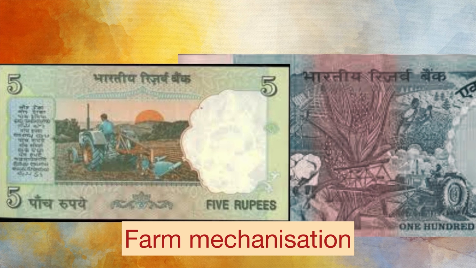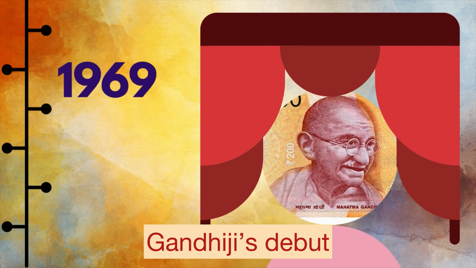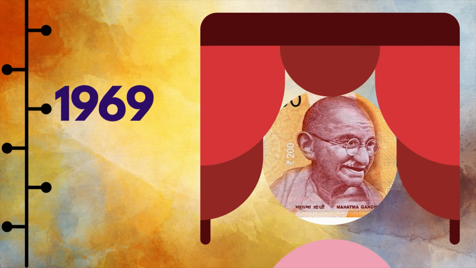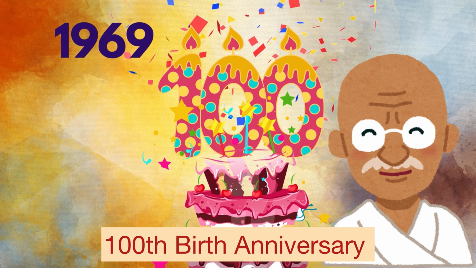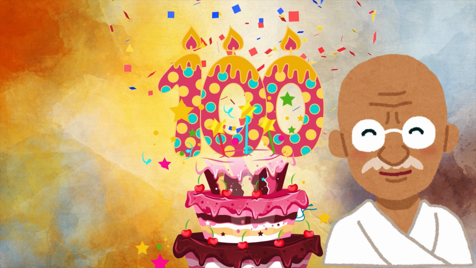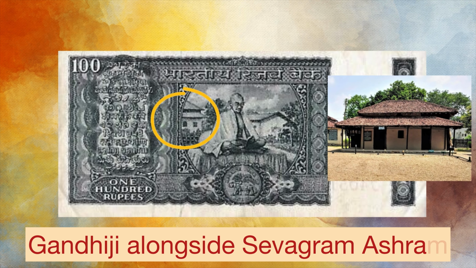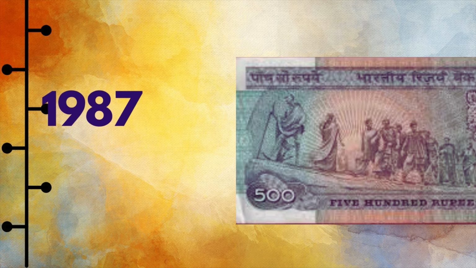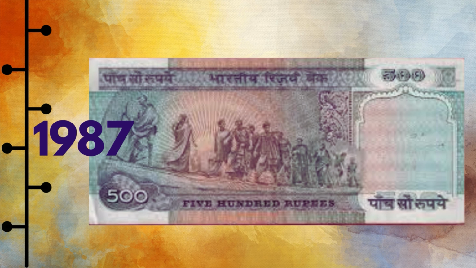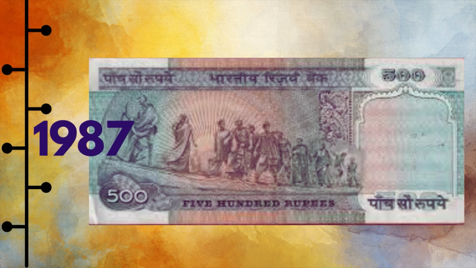the currency notes. Gandhiji's debut on the Indian currency happened in the year 1969. 1969 being a special year because it marked the 100th birth anniversary of the father of our nation. Notes were issued featuring Gandhi alongside the Sevagram Ashram. Later on, in October 1987, a series of 500 rupee currency notes were introduced, which also featured Gandhiji.